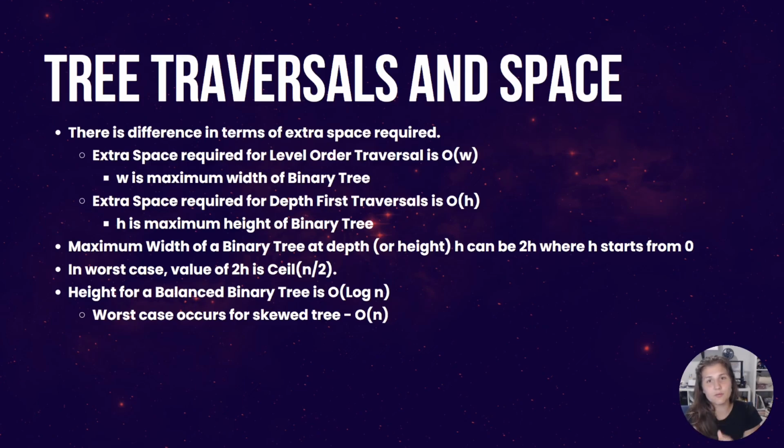So if the problem that we are looking to implement is searching for something that's more likely to occur closer to the root, then we should choose a breadth first search. We should choose the level order traversal. If, however, the problem is more likely to be closer to the leaves of our tree, then we would prefer a depth first search or a depth first traversal.